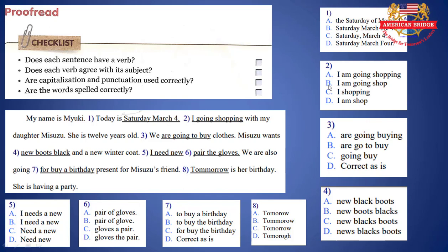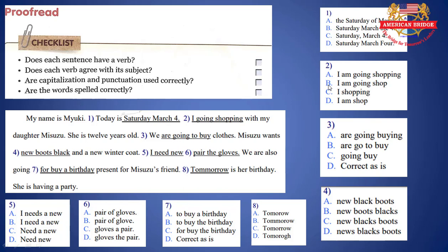So the right answer, we are going buying, we are going to buy, we are going buy, or correct as is. Okay, so the right answer is A. Also right: we are going buying, going to buy, and going buy. So A, B, and C are all correct.